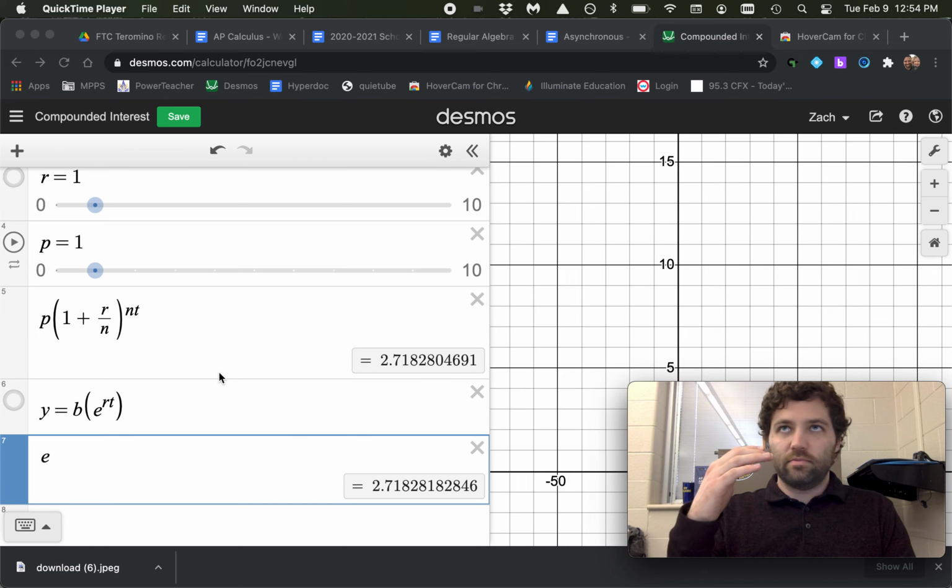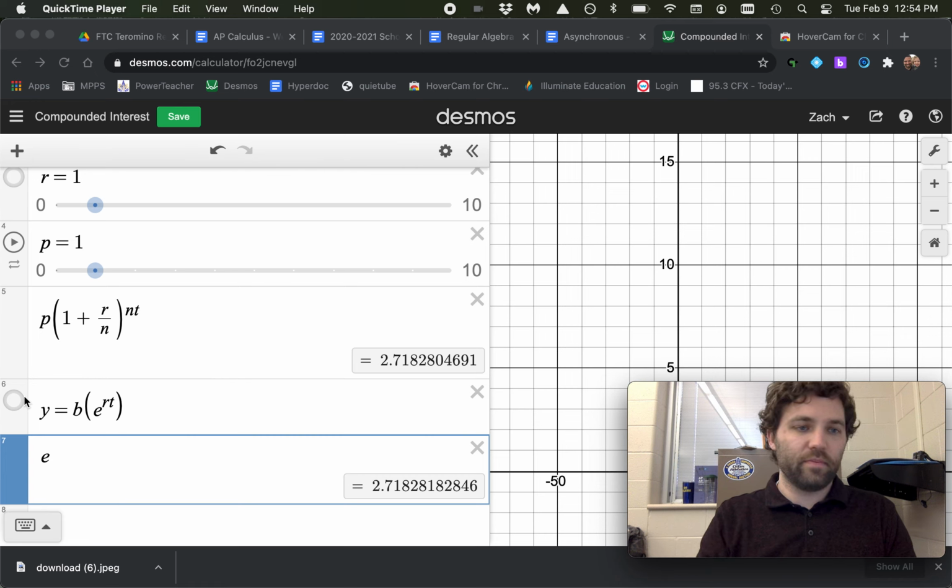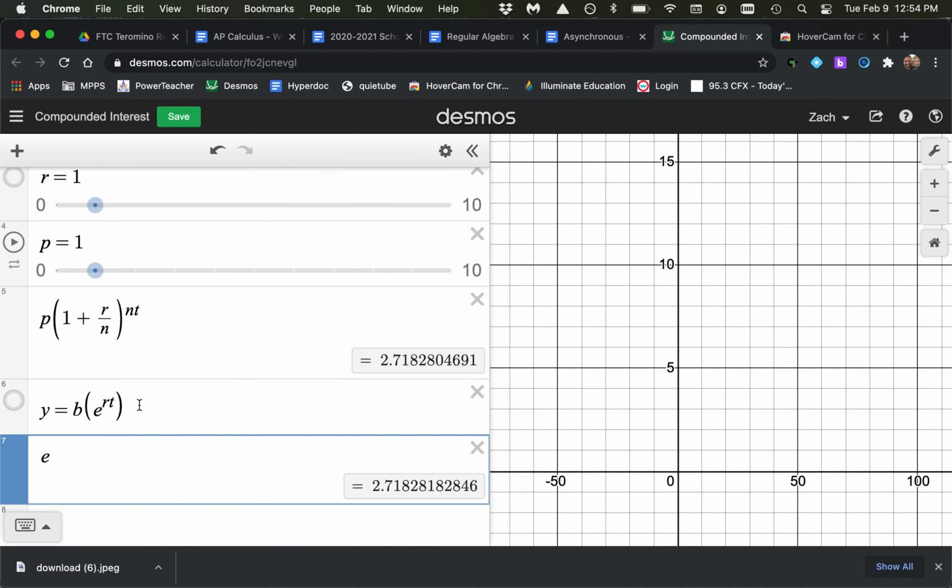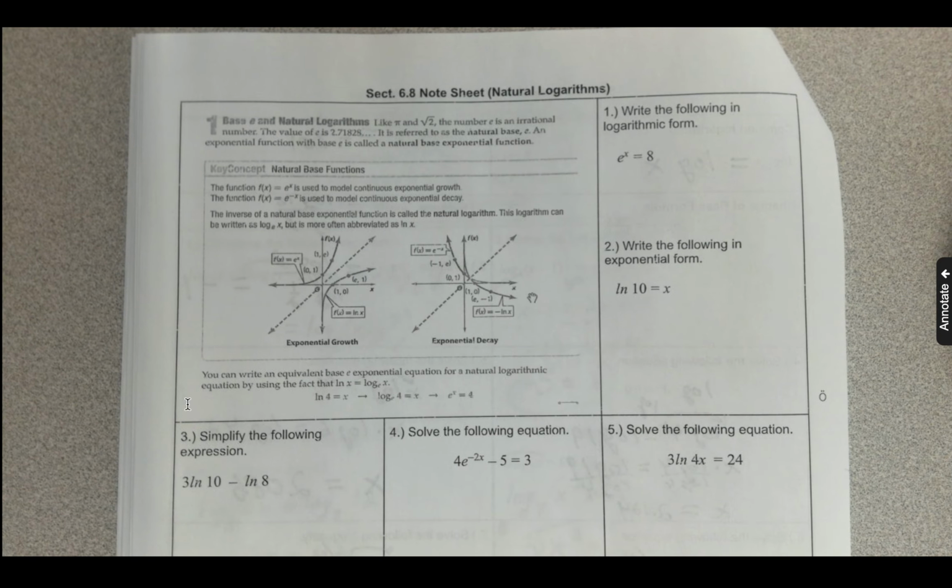You can even think of it like bacteria in a petri dish. I mean, just things where the growth is nearly continuous, all right? You get this type of function here. This is the continuous compound interest formula. So if you compound an infinite number of times per year, this is the formula that you end up with. We're going to come back to that in a second.